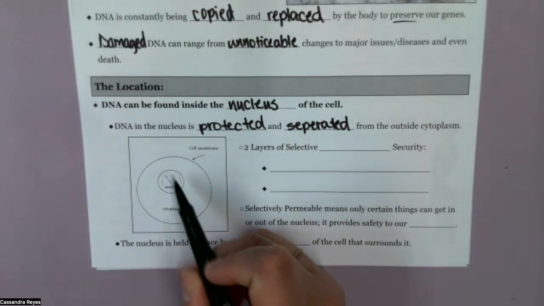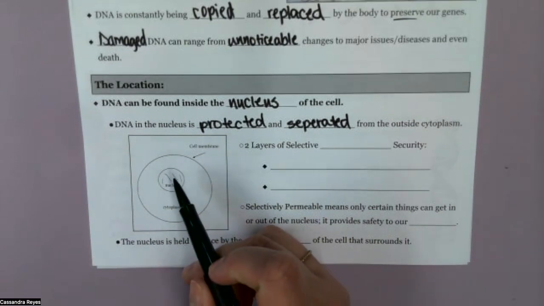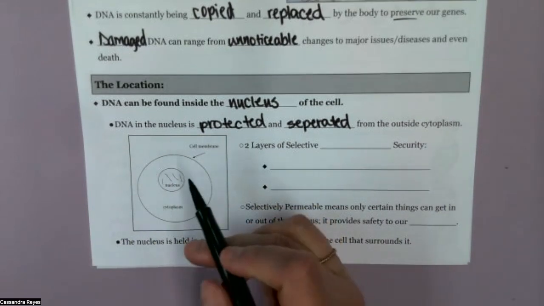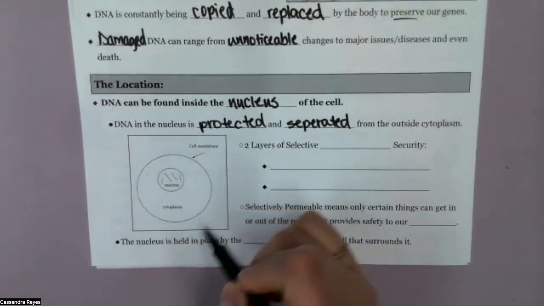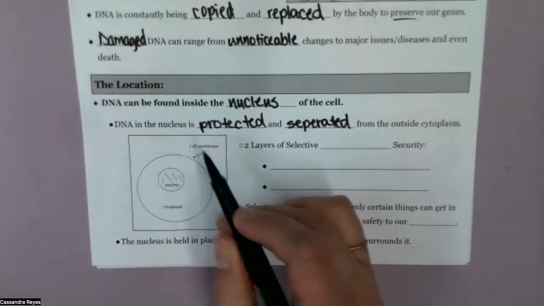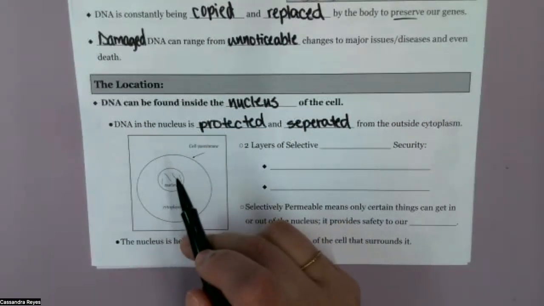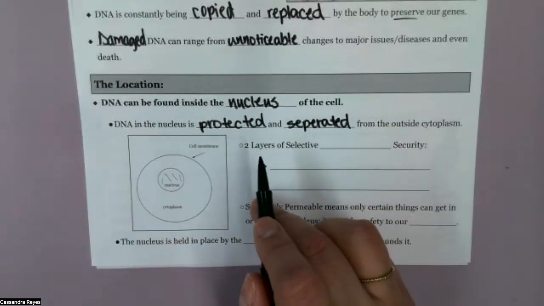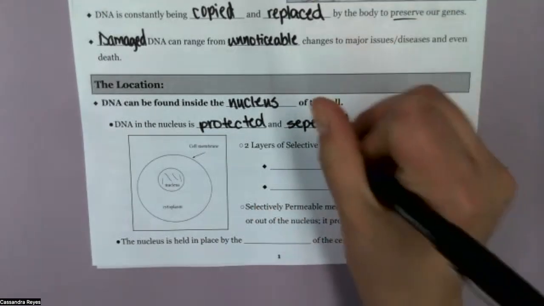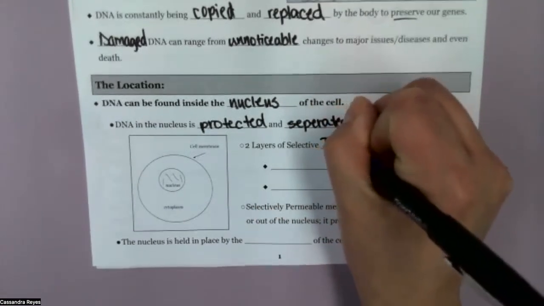But here's the nucleus here in the middle. If you guys look at this, right? So this is a cell, and it is encased in what is known as a cell membrane. We've talked about this before, right? And we've also talked about this really special word that's called 2 layers of selective permeability.